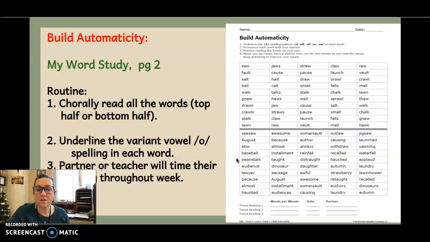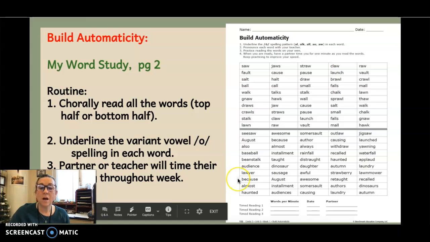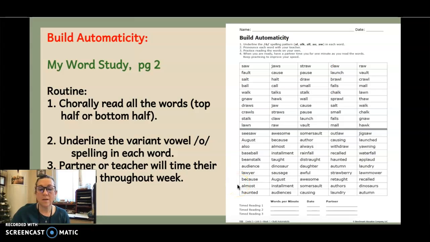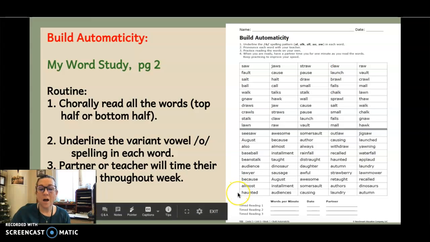Beanstalk, taught, distraught, haunted, applaud. Audience, dinosaur, daughter, autumn, laundry. Lawyer, sausage, awful, strawberry, lawnmower. Because, August, awesome, retaught, recalled. Almost, installment, somersault, authors, dinosaurs. Haunted, audiences, causing, laundry, autumn.